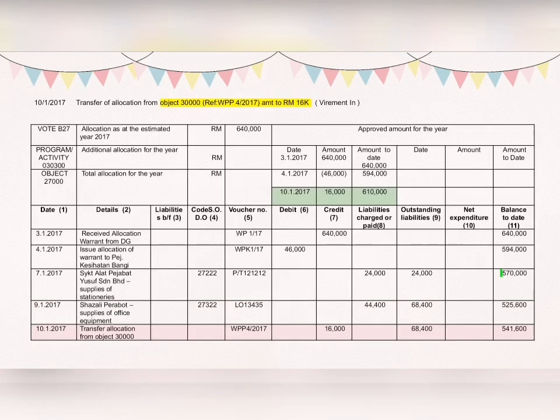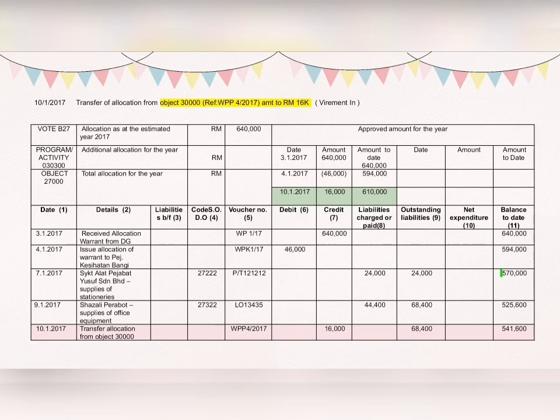Here there is a transfer allocation from object 30000 amounted to 16,000. So I have mentioned earlier that there are two types of transfer allocation. So which one is this? Okay, since it is a transfer allocation from, the word from indicates that this is a Waiman in. So it will affect part 2 and part 3 of the vote book. In part 2, the amount will be recorded as a positive value and the amount to that is increased by 16,000. Whereas in part 3, the amount will be recorded under credit column as it has increased the budget.